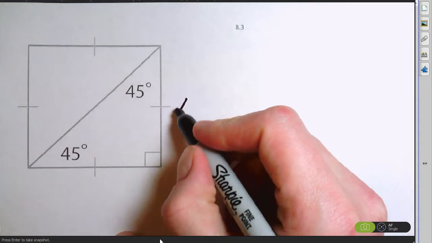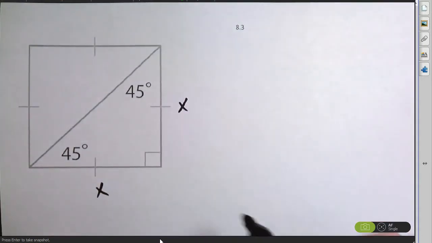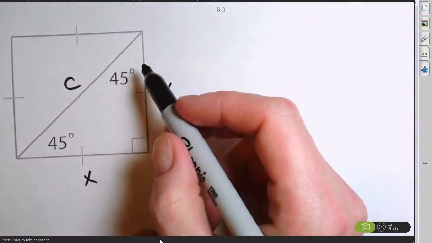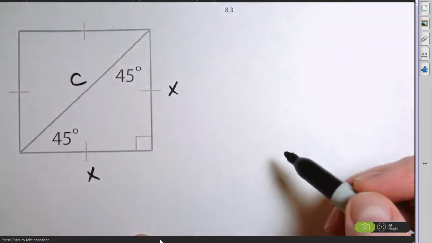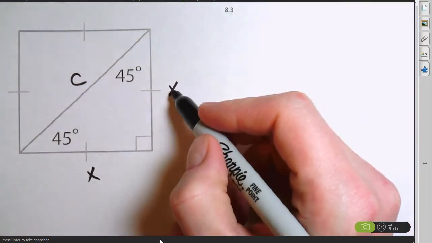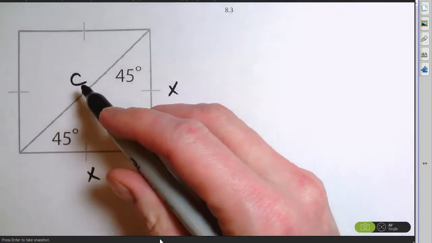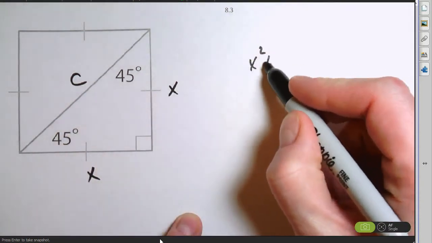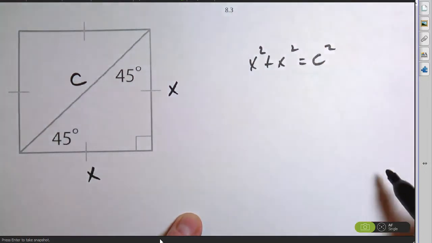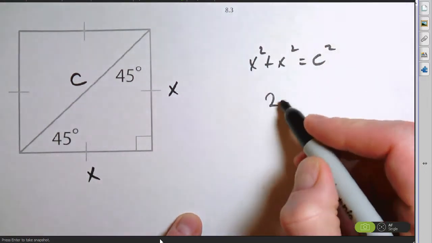So they said, okay, well, this side here we'll call it x. We'll call this side x here. The question is, what's the hypotenuse? Well, the hypotenuse is really the diagonal of this square. So Pythagorean theorem: leg squared plus leg squared is hypotenuse squared. Okay. And then x squared plus x squared is 2x squared.